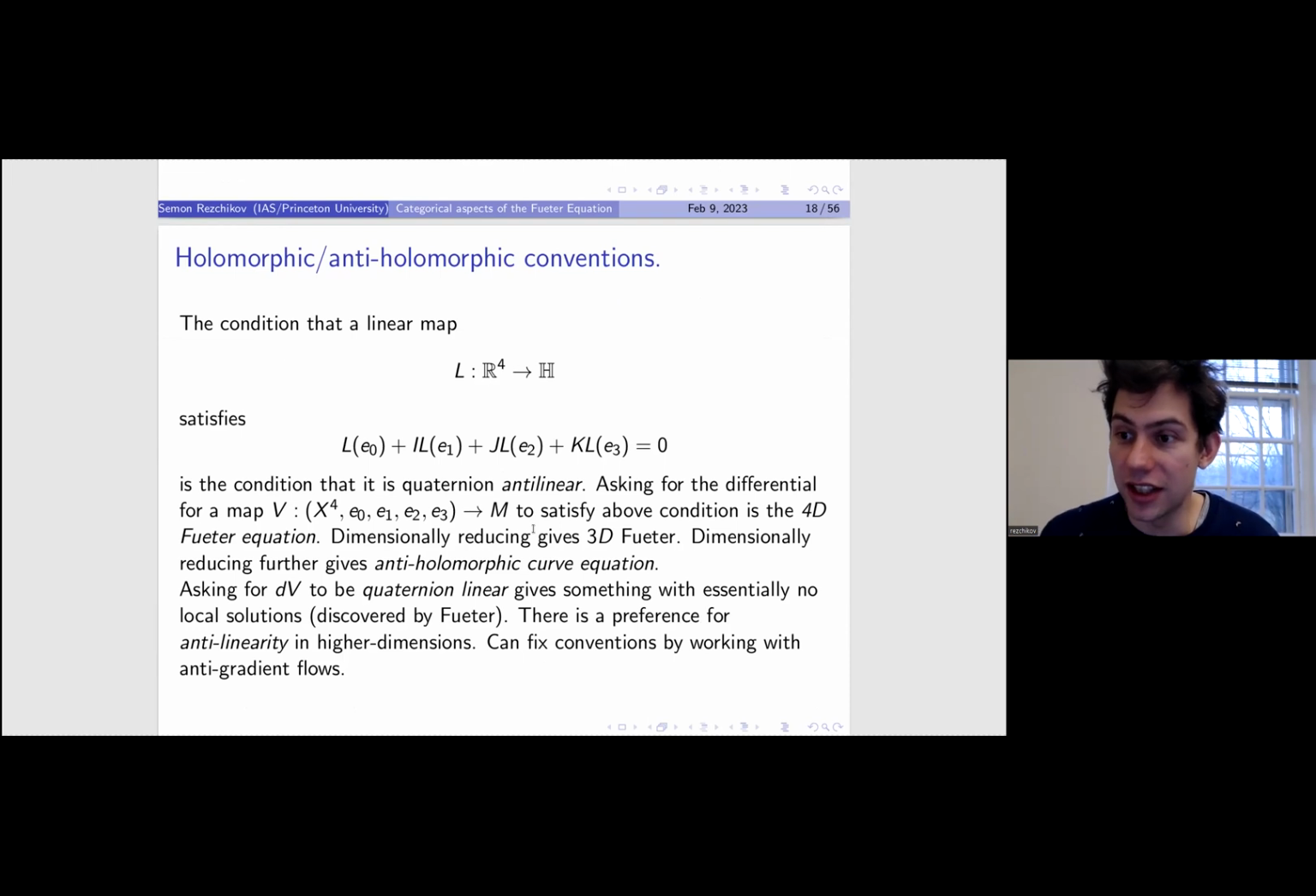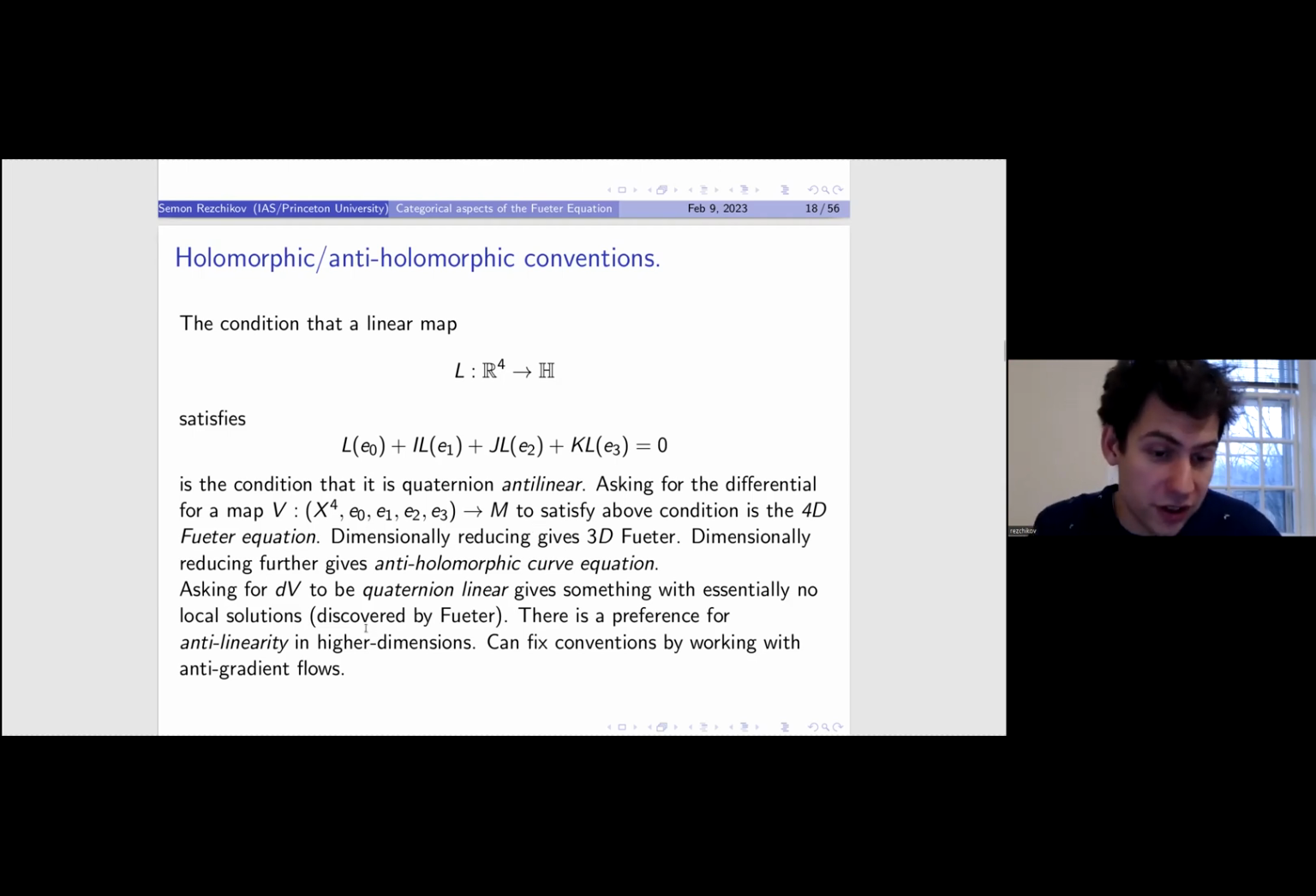And this is the condition that it lives in, it's perpendicular. So you can think of this as a generalization of the anti-holomorphic curve equation. Well, this kind of generalization where you ask for this map to be quaternion linear actually behaves very differently. You sort of lose the symmetry between anti-holomorphicity and holomorphicity in higher dimensions.